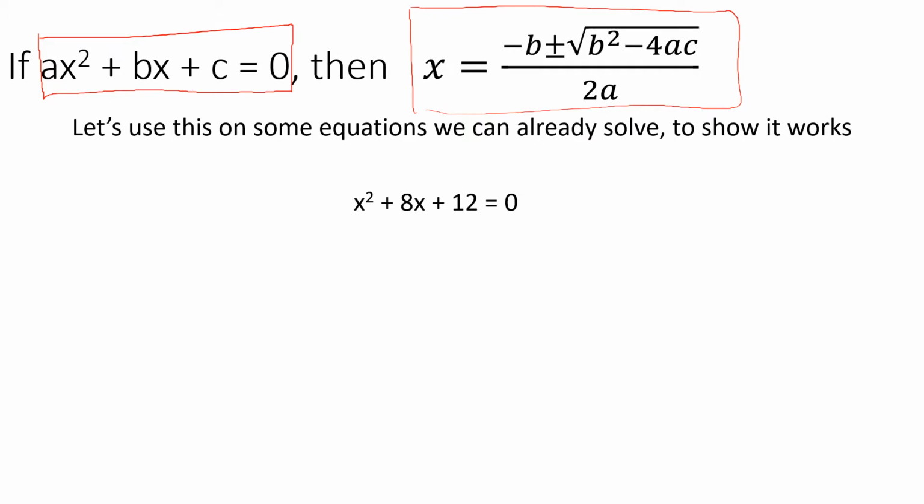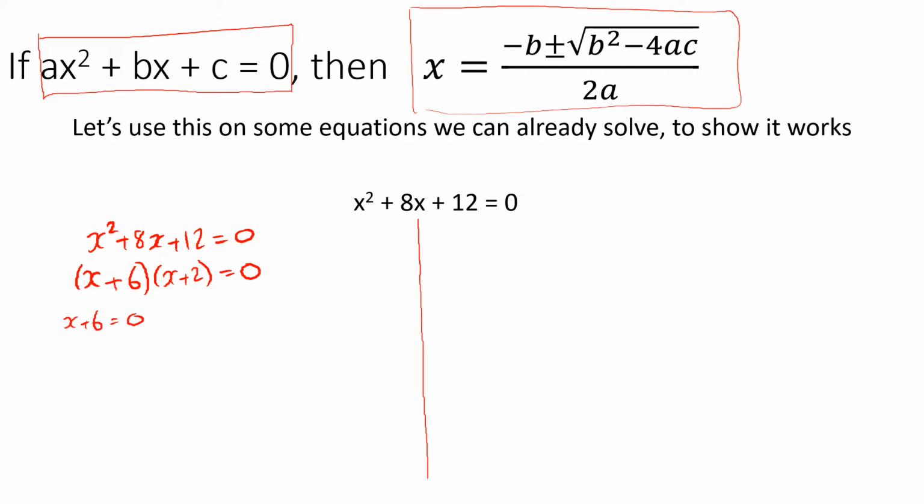Okay. Now here's an equation that we can already do. We know if we've got x squared plus 8x plus 12 equals 0, then this is something that we can factorize. It needs to add to 8 and times to 12, and the numbers that do that are 6 and 2, so that can be factorized. And then we set each of those two brackets equal to 0, and we solve them. So we could get that the solutions for this are -6 and -2 using old methods.